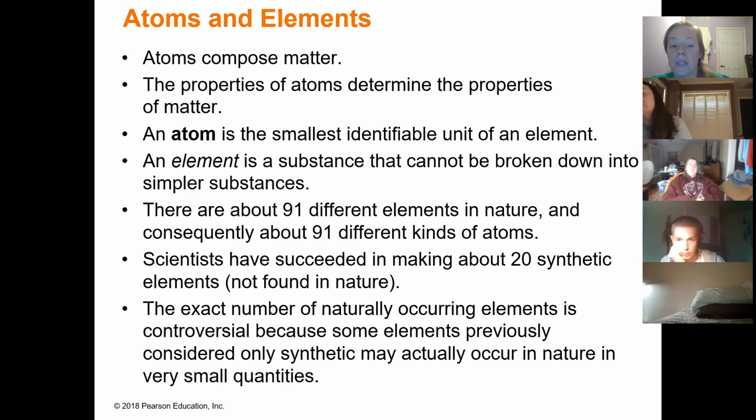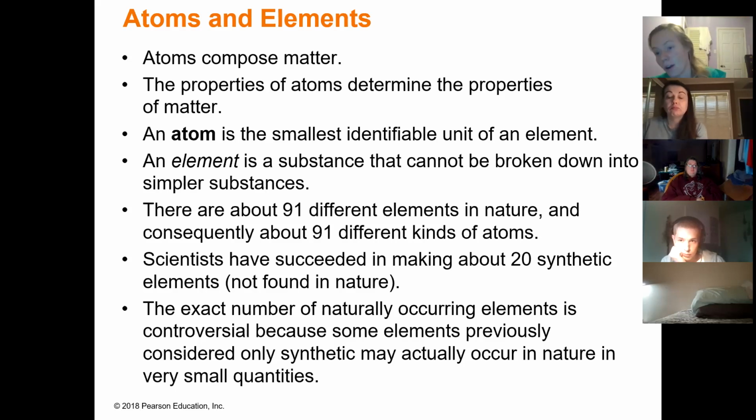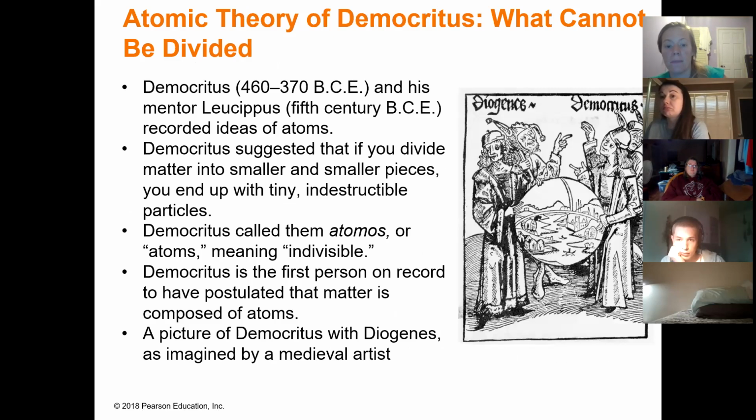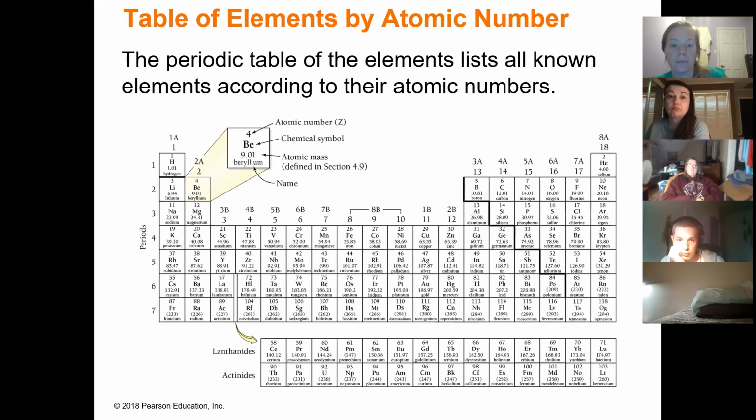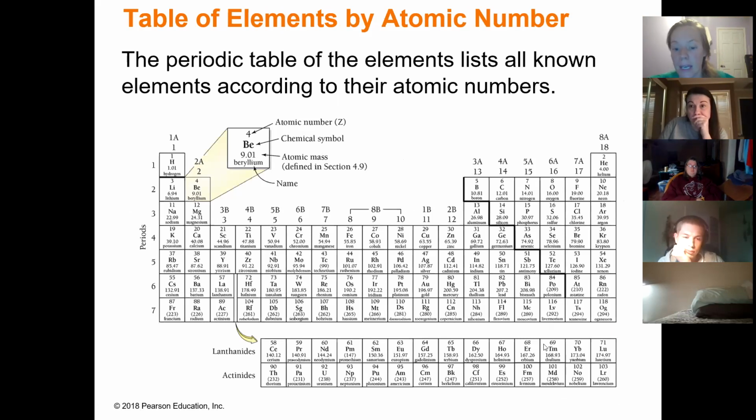This is up for debate, but they say there's roughly 91 elements in nature, and in turn, 91 kinds of atoms. However many elements or types of atoms there are, scientists have succeeded in making about 20 synthetic elements. Let's go forward to a periodic chart. The elements up through the early 90s are considered natural. We find them in nature.